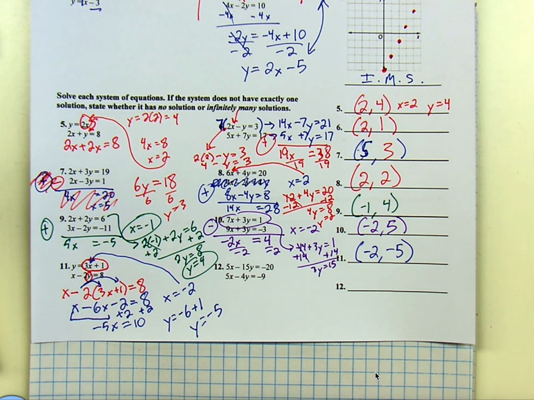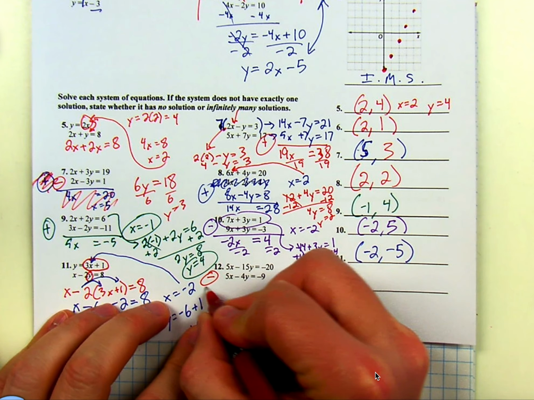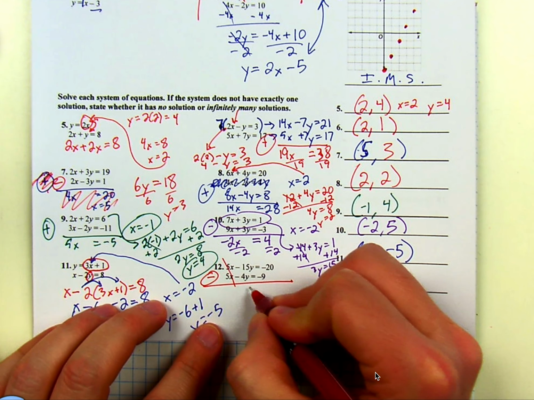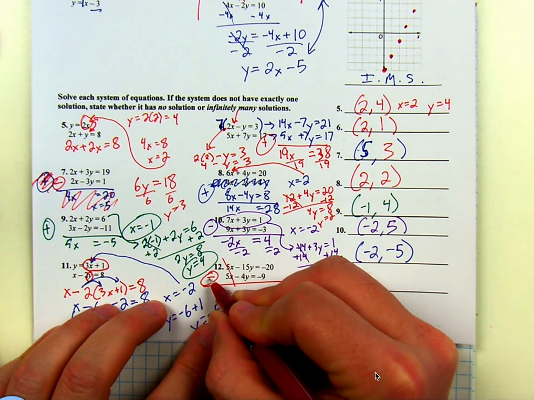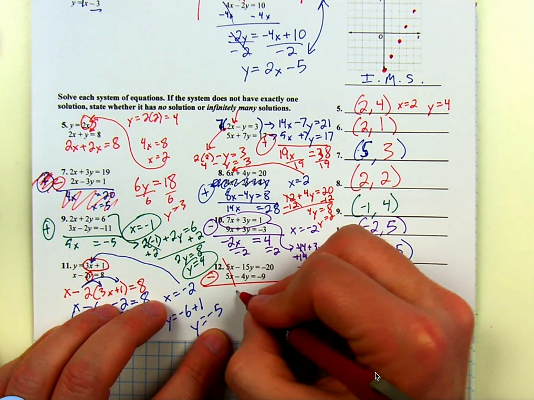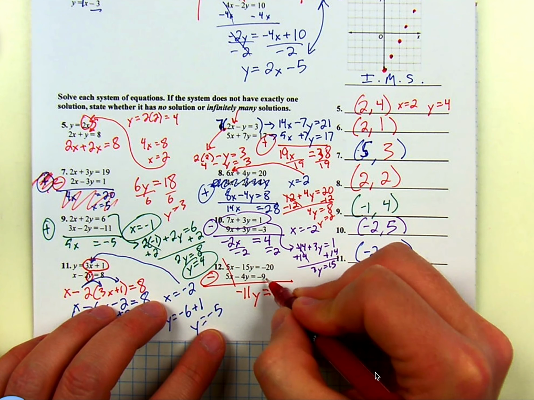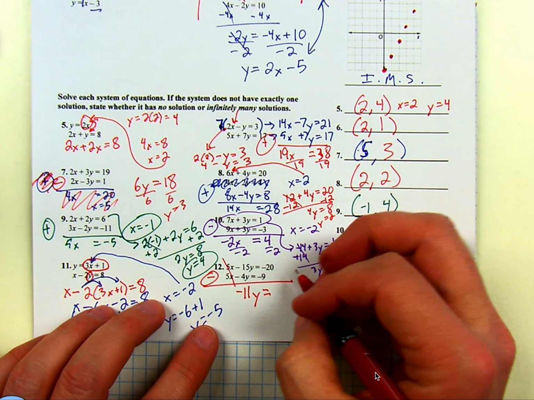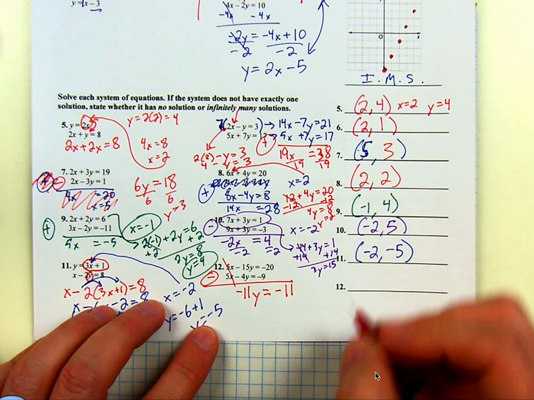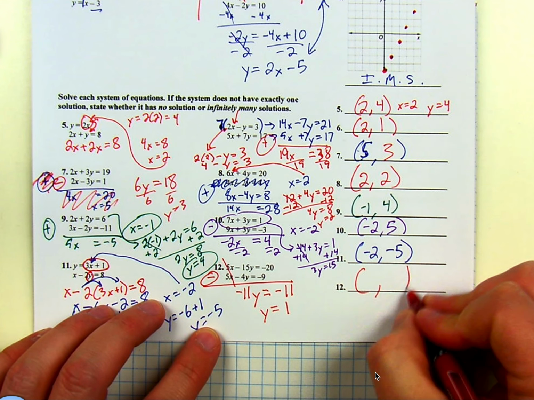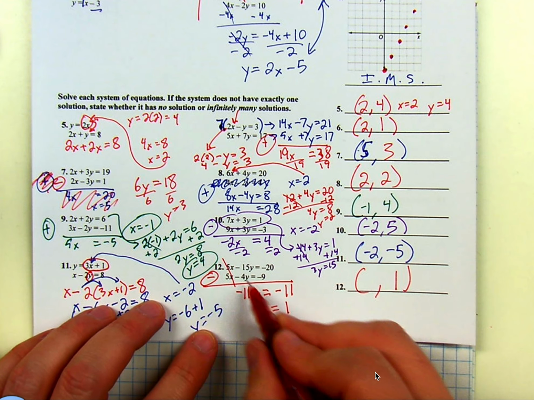Finally, number 12. I think we're back to elimination on this one. This is a minus, minus, minus. 5x minus 5x, elimination. Be careful with the negatives here. Negative 15 minus negative 4 is negative 11. Negative 20 minus negative 9 is negative 11 also. And so that means y equals 1. So we know this part. What about the x part?